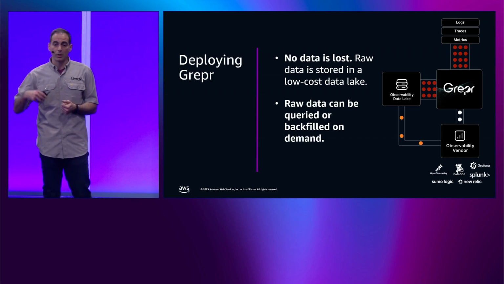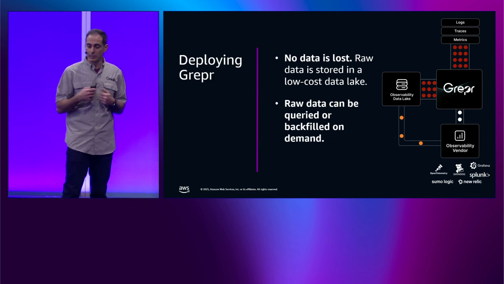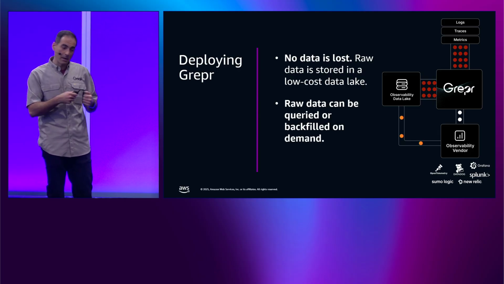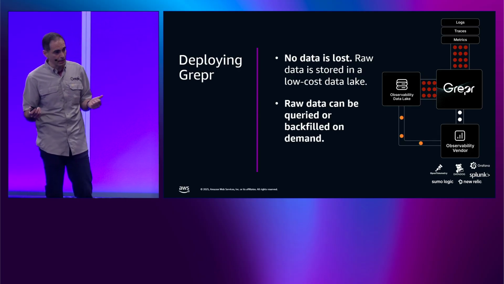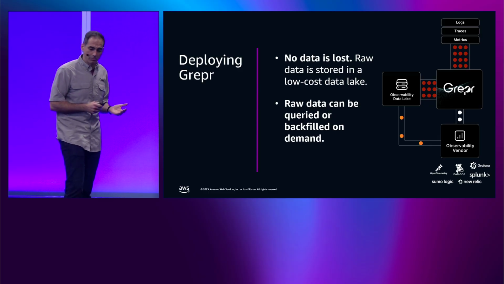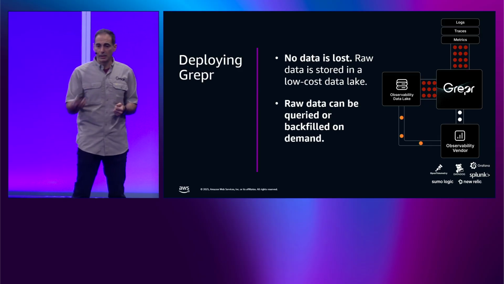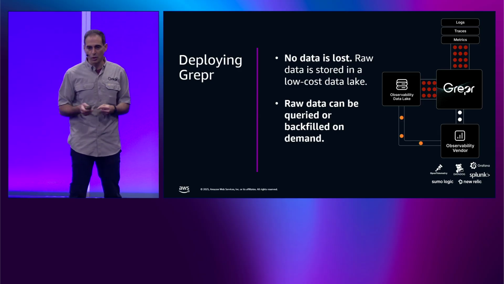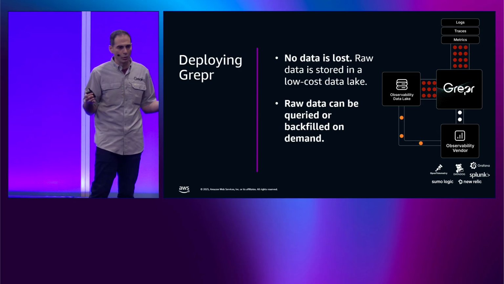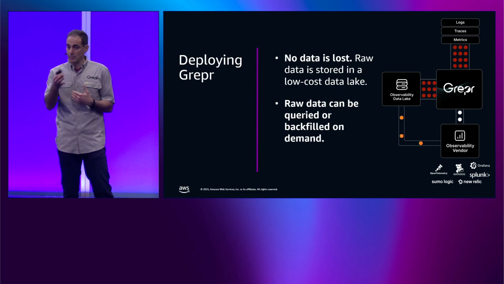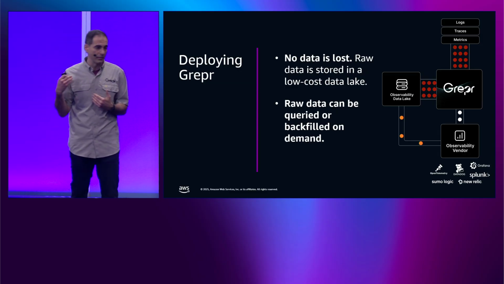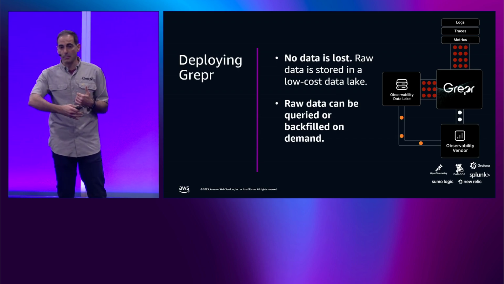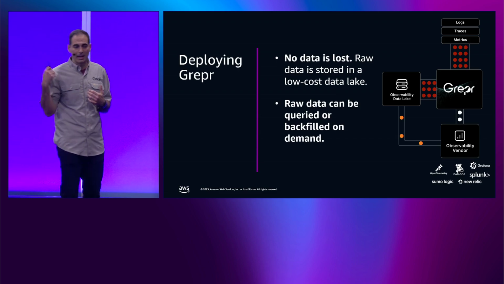What we do is put all the raw data into an observability data lake, which allows us to keep that data at low cost for a very long time. You can keep it as long as you want, and it can always be queried. If you ever wanted to find a log message from 6 months ago, you can go and look at it. You don't have to do a hydration. But if you wanted to, you could backfill that data back into your observability vendor, either manually or automatically triggered.